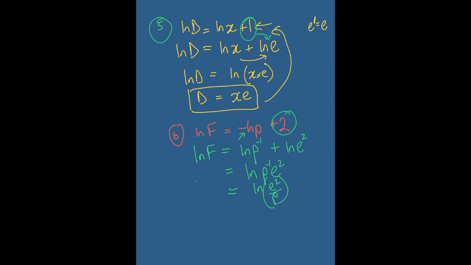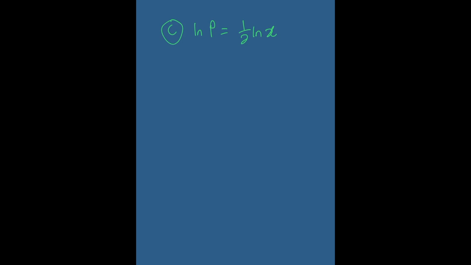That means that f must be e squared over this is the same as x to the half, which of course is the same as square root of x, it's ln p. So simply p is equal to the square root of x, and that's the solution.